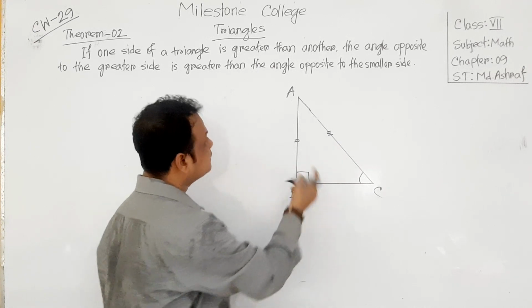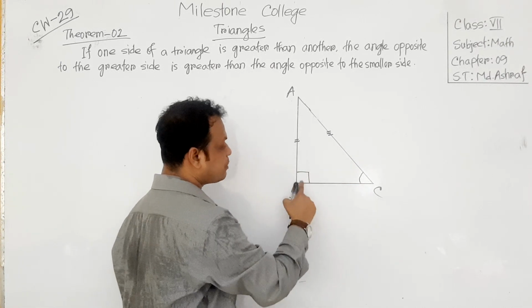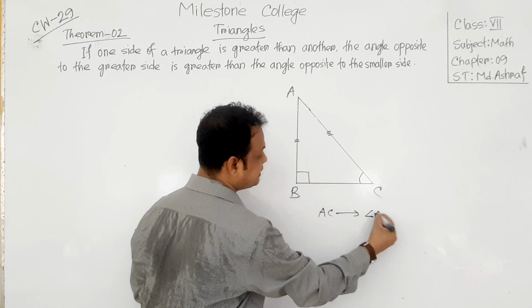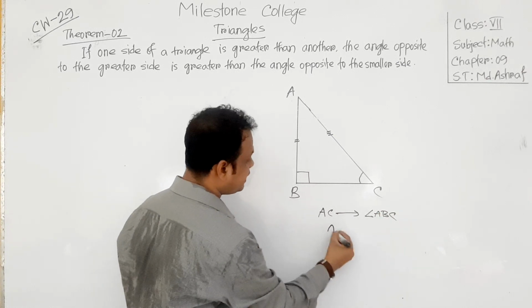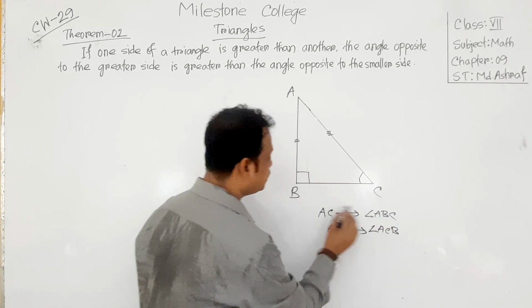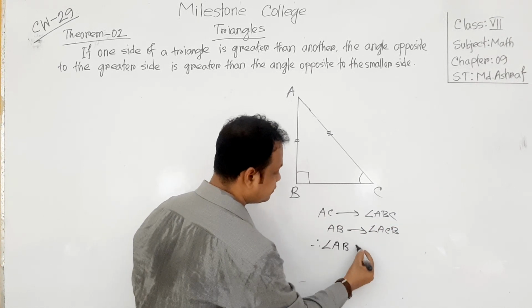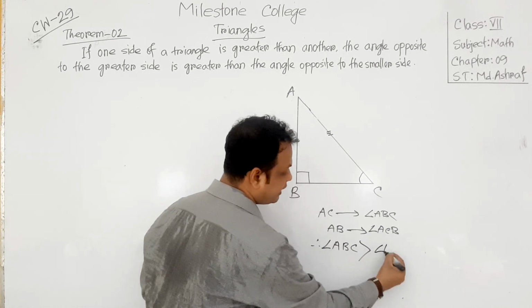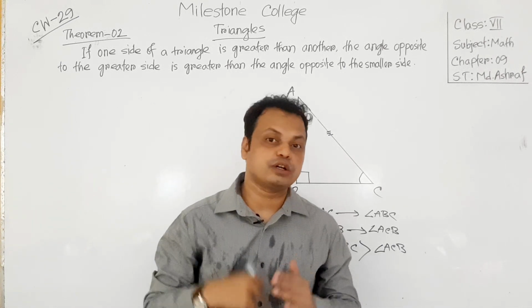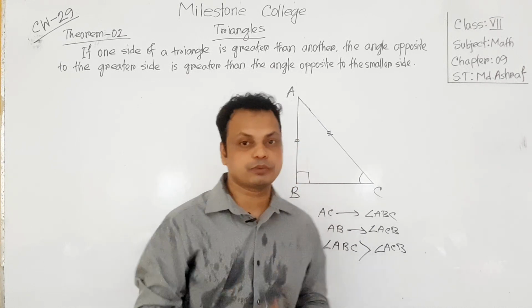So question is that the greater side, if we consider AC is larger than AB, so larger side opposite angle will be greater. That means angle ABC. AC opposite is angle ABC and AB opposite is angle ACB. Question is that larger side opposite angle ABC greater than angle ACB. We have to prove this part. That means the opposite angle of larger side will be greater than the opposite angle of smaller side. So write the particular enunciation.